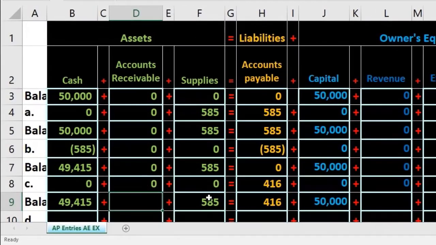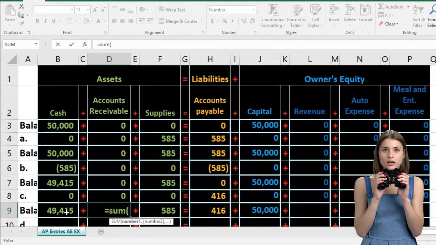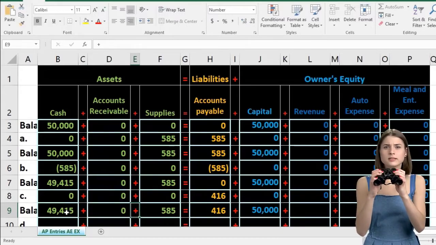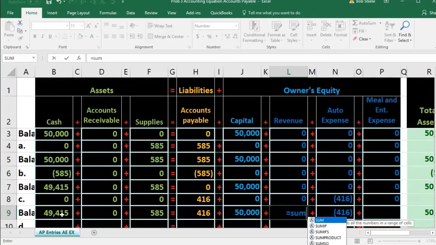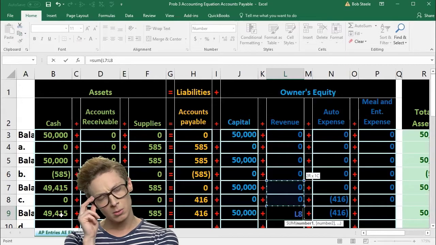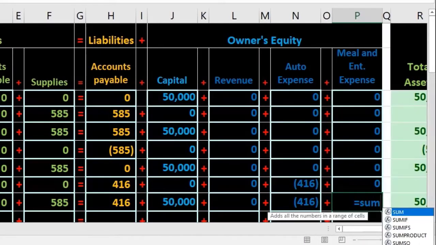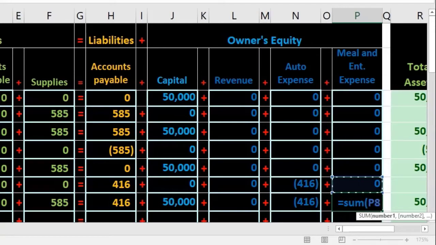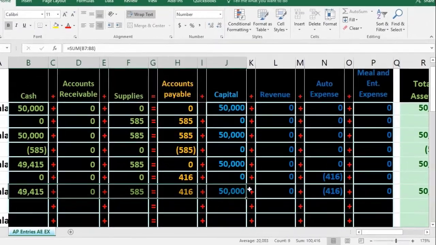We're going to sum up all the zeros, this time using the sum function solely with the keyboard, starting with cell D9 equals SUM, shift F9, let go of shift, up arrow one time, hold down shift, up arrow again, and tab. Tab. We are now in cell L9 equals SUM, hold down shift 9, let go of shift, up arrow one time, hold down shift, up arrow again, and tab. We are now in cell P9 equals SUM, hold down shift 9, let go of shift, up arrow one time, hold down shift, up arrow again, and enter. So now we've entered all the data for and through transaction C, giving us our new balance of numbers here.